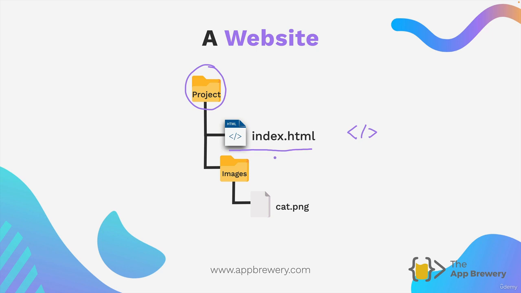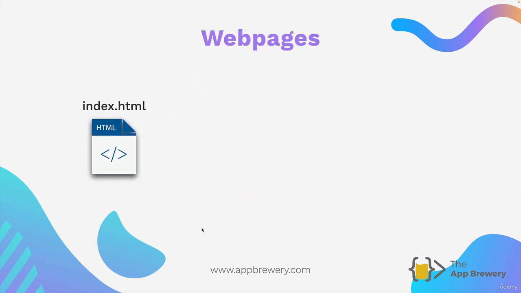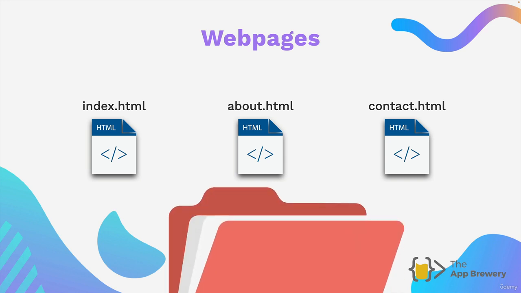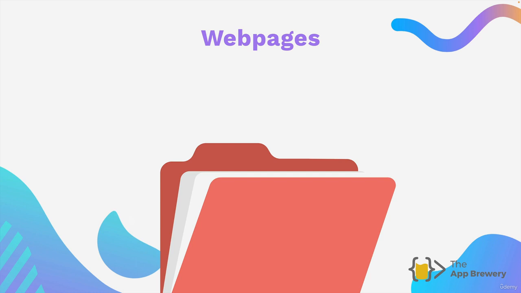But in order to create a multi-page website, what we'll need is multiple web pages, right? So maybe we'll have an about page that tells people who visit our website all about ourselves. Maybe we'll have a contact us page so that people who visit our personal website can send us an email or they can call us if we want them to. All of these web pages then go into the same project folder and it becomes our multi-page website.